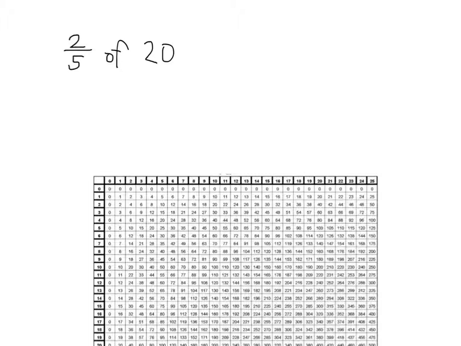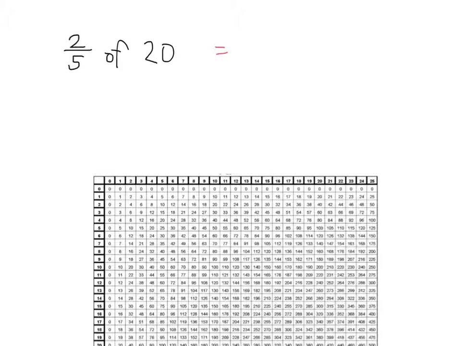Okay, so when you get a question like this, there's two things you need to do. The first thing you need to do is understand that the word "of" is just another way of saying multiplication. So the question is asking you to find 2/5 of 20. In other words, it's asking you to find what portion of 20 is 2/5. Now, we need to rewrite this question.